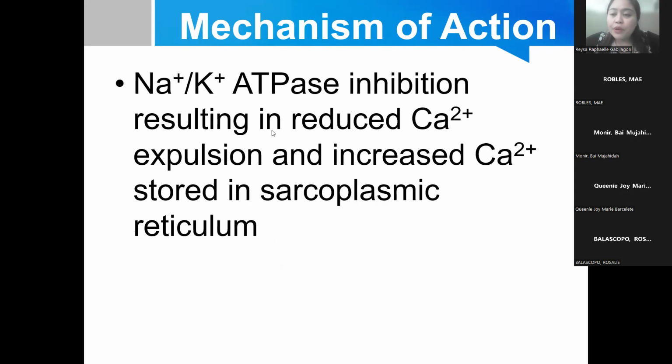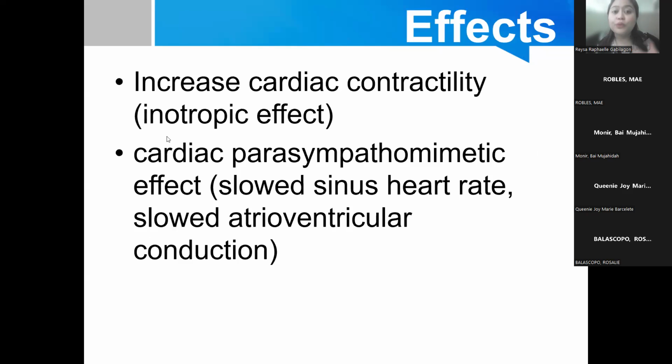Therefore, there will be a shifting in the exchange. Sodium will still go out, but now it will exchange with calcium. That will lead to calcium influx in the cell. And remember, since the heart is a muscle, it needs calcium to contract. When calcium increases, it will really help in the contractility of the heart. So these are the effects of our digoxin.